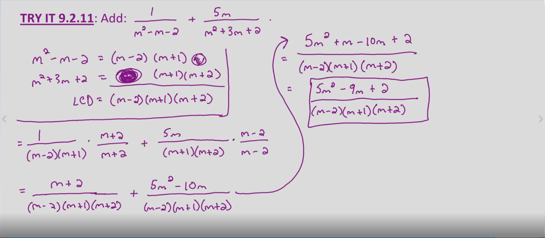And again, we made our little chart to determine what the LCD is, and then we multiplied the numerator and denominator of each rational expression by what the denominator was missing to get the least common denominator. Then we put them over that least common denominator, and then we combined like terms to get our final solution.